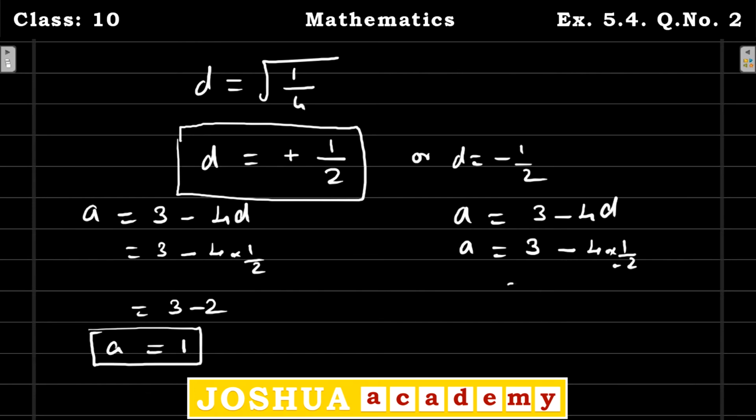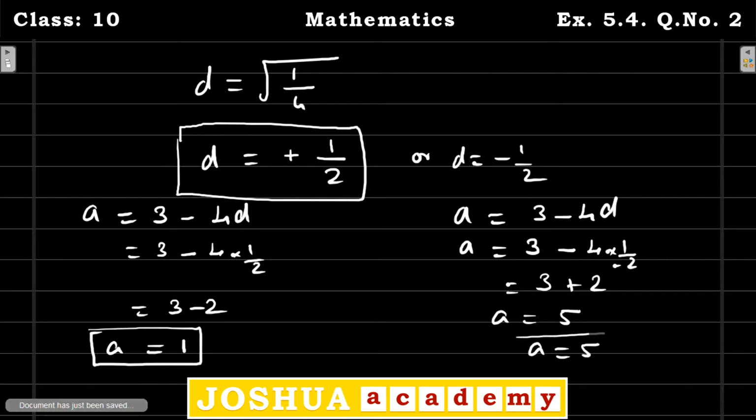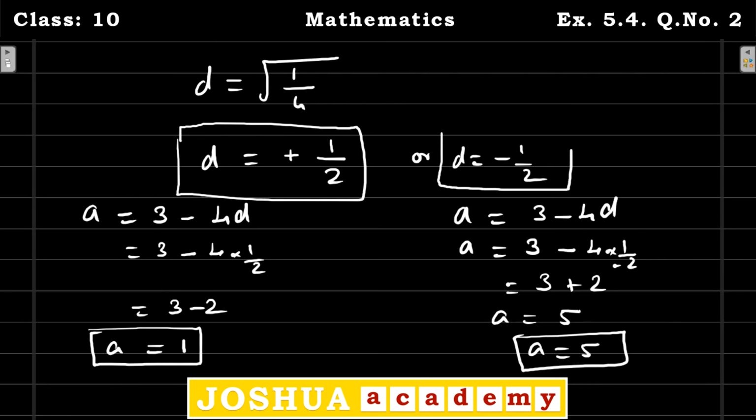So when you cancel this, it becomes plus. So 3 plus 2, that is equal to 5. So now I have the value of a, that is equal to 5. So two different values of a are possible depending upon the value of d. When d is equal to minus 1 by 2, a is equal to 5. When d is equal to plus 1 by 2, a is equal to 1.